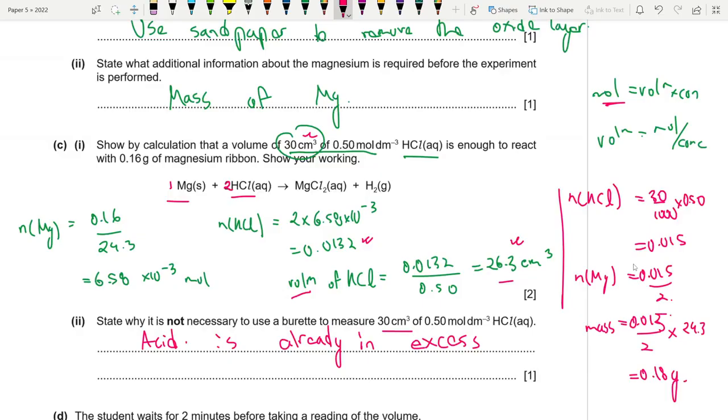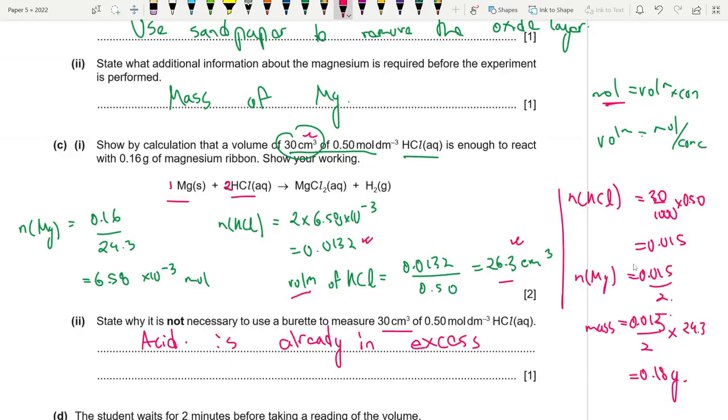State why it is not necessary to use a burette to measure 30 cm3 of 0.5 mol per dm3 HCl. So since magnesium is the limiting reagent, that means HCl is in excess. So a burette is an instrument which is required for precision, like for titration, it measures up to 2 decimal places. It's a precise instrument.